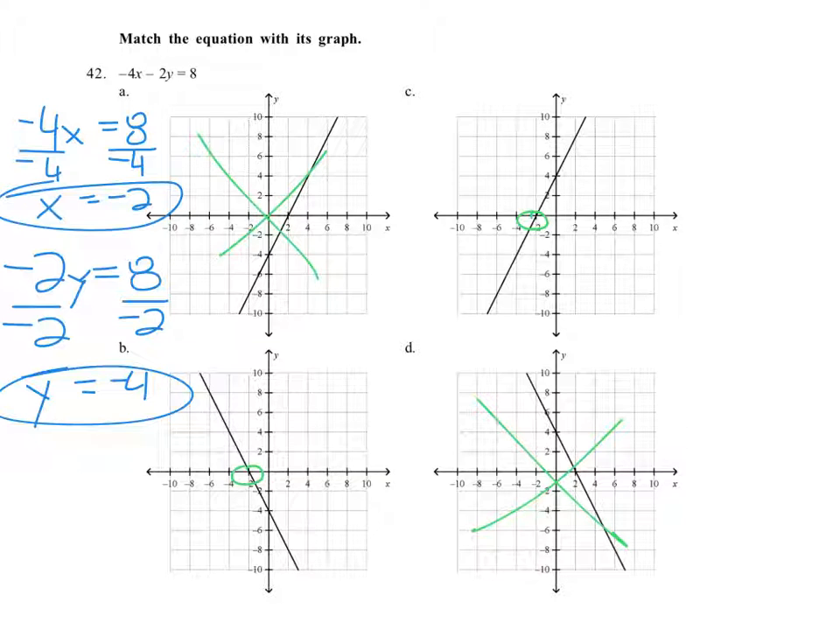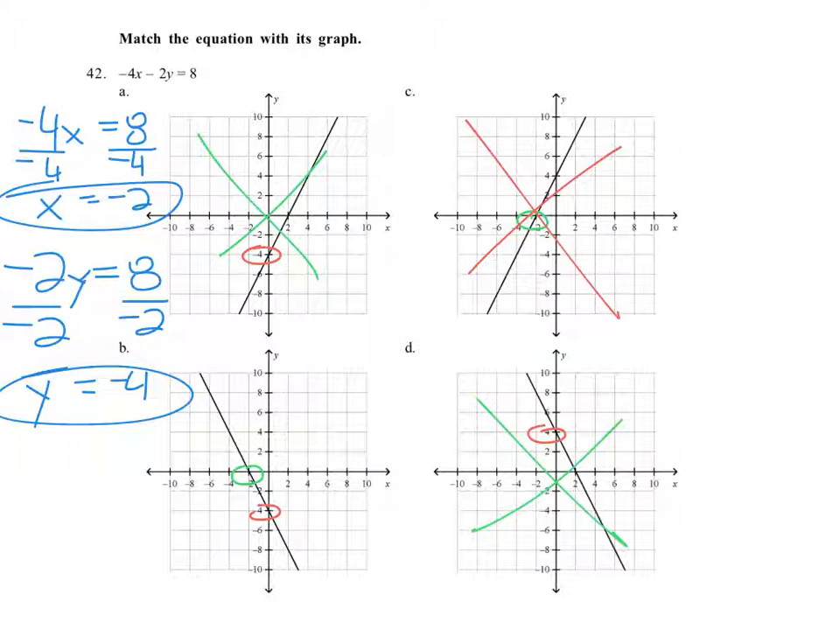Well, this one does, but that's already eliminated. This one does, great. This one, nope, doesn't cross the y-axis at negative 4. And this one either, actually. It's already been eliminated, but it also crosses at 4.